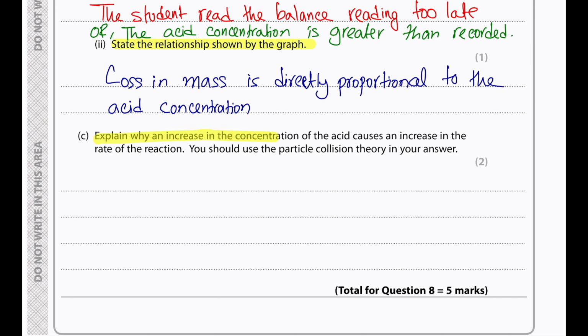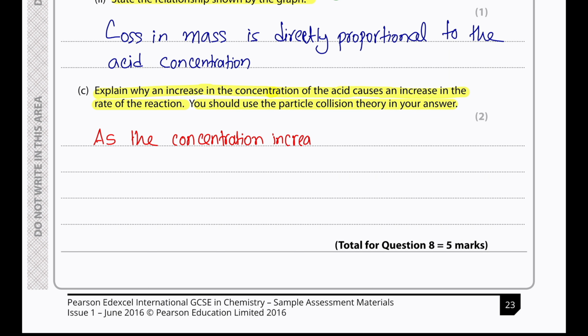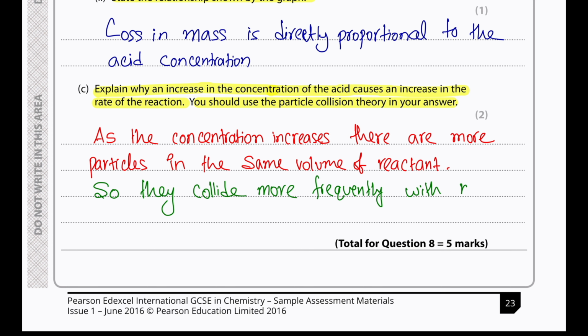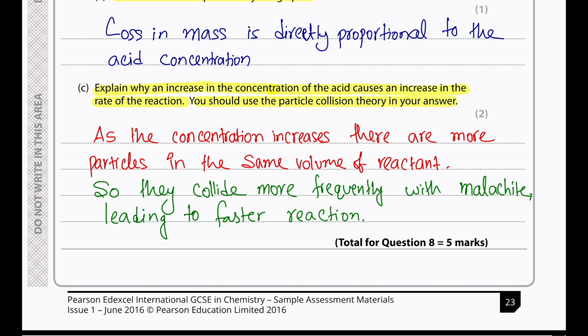Explain why an increase in the concentration of the acid causes an increase in the rate of reaction. You should use the particle collision theory in your answer. At higher concentration, there are more particles in the same volume of reactant, so they collide more frequently with the malachite particles, leading to a faster rate of reaction.